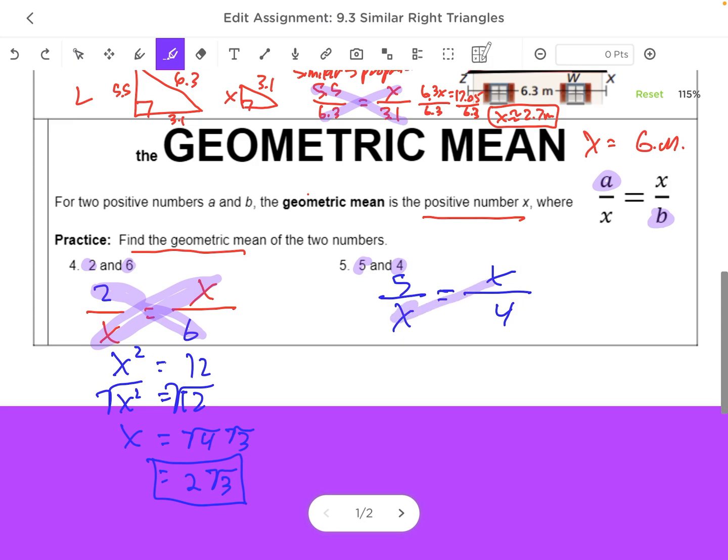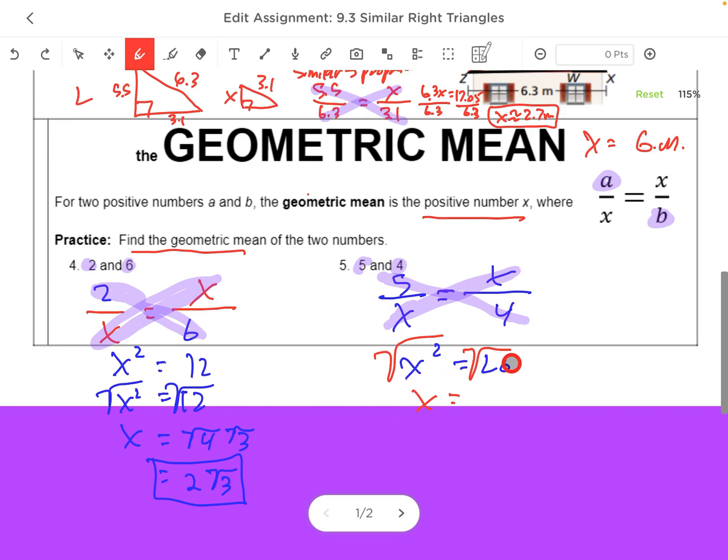All right, so x times x gives us x squared. Okay, x times 4 times 5 gives us 20. Okay, so maybe we don't have to rewrite it. I need to take the square root of that to get to x, right? So I have to take the square root of that.